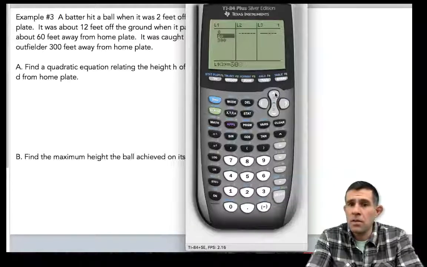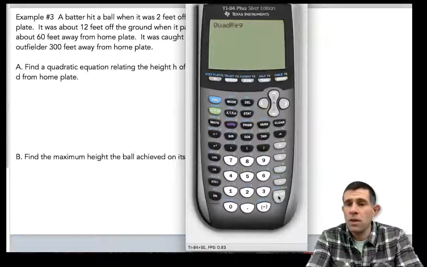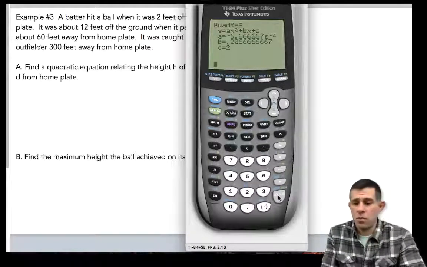All right, now let's head over to list 2 here. In list 2 we have 2 feet off the ground, and then 12 feet off the ground, and then finally it ends up at 4 feet off the ground. So once we have those data points in, we can go back to stat, arrow over to calc, and we're going to calculate our quadratic regression model. Press enter, and here are the values for that equation.